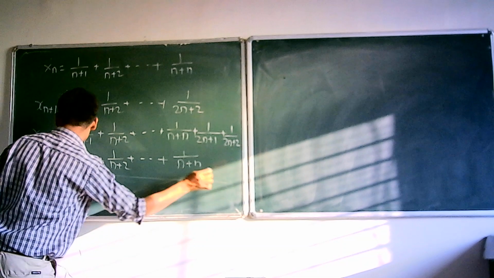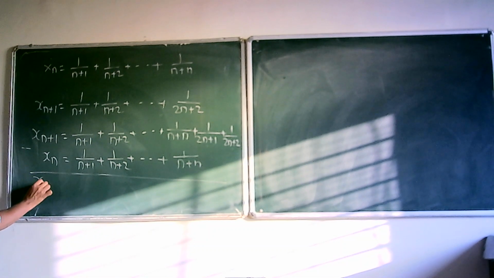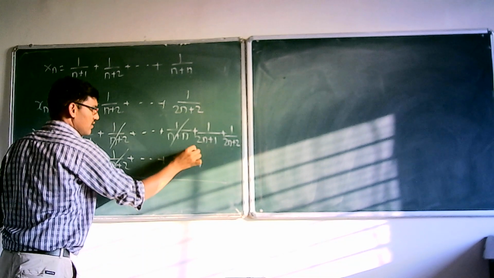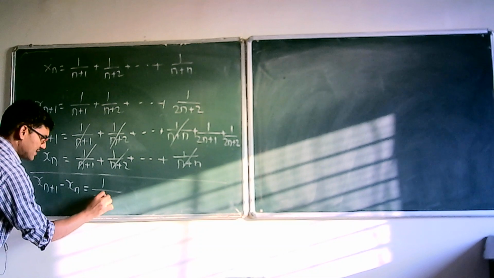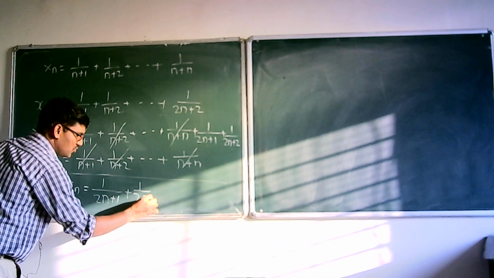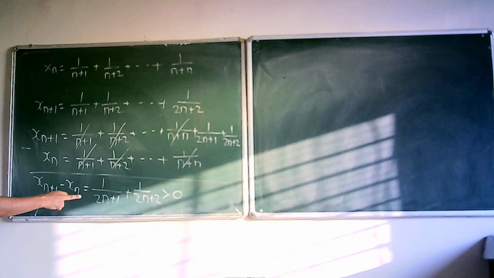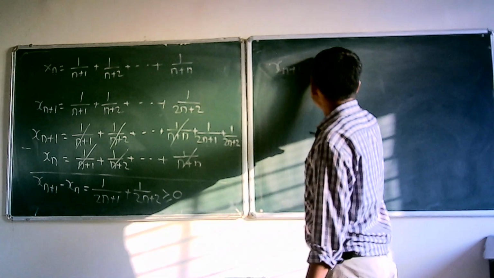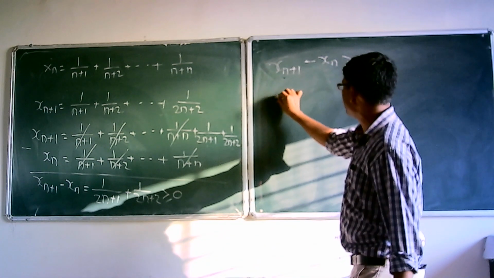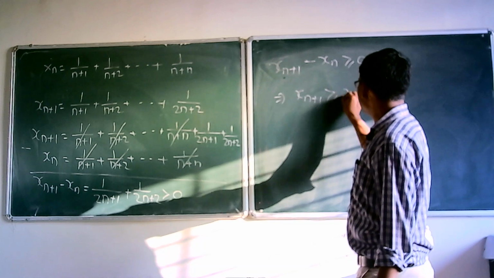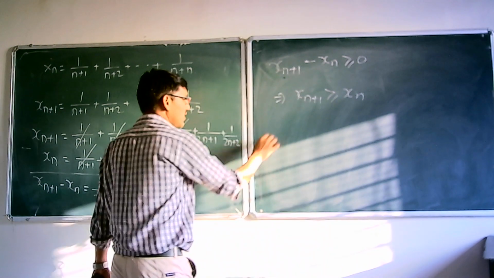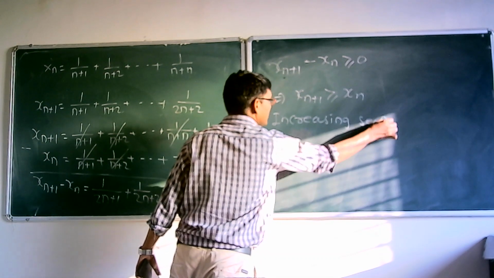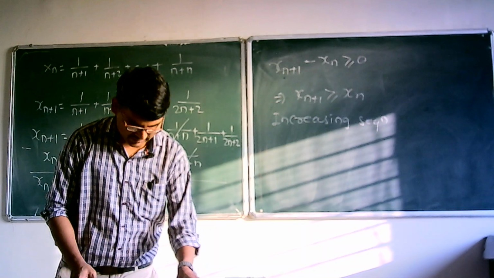So if we take the difference, that is xn plus 1 minus xn, then these terms will get cancelled. What is left is 1 upon twice n plus 1 plus 1 upon twice n plus 2. Since it is a positive number, it is greater than or equal to 0. This implies xn plus 1 minus xn is greater than or equal to 0, so xn plus 1 is greater than or equal to xn, and therefore the given sequence is an increasing sequence. Now next.